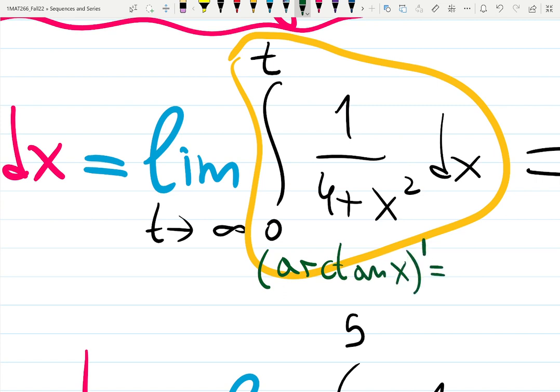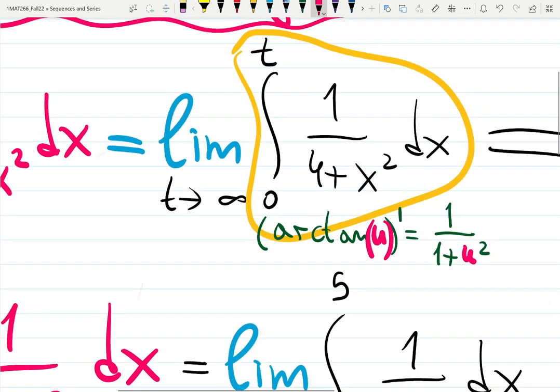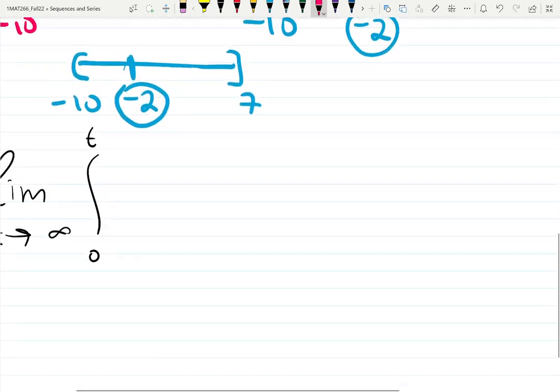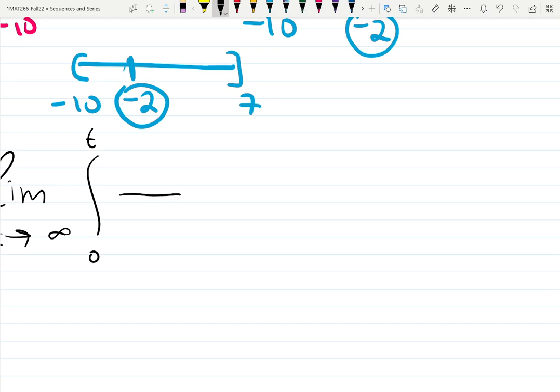What is the derivative of arctangent? It is 1 over 1 plus the input squared, x squared. So if x is the input, let's call it u: the derivative of arctangent of u is 1 over 1 plus u squared, and u will be a u substitution. In this case, check this out. We have 1 over, I'm factoring out 4, 1 plus x squared over 4 dx, right?